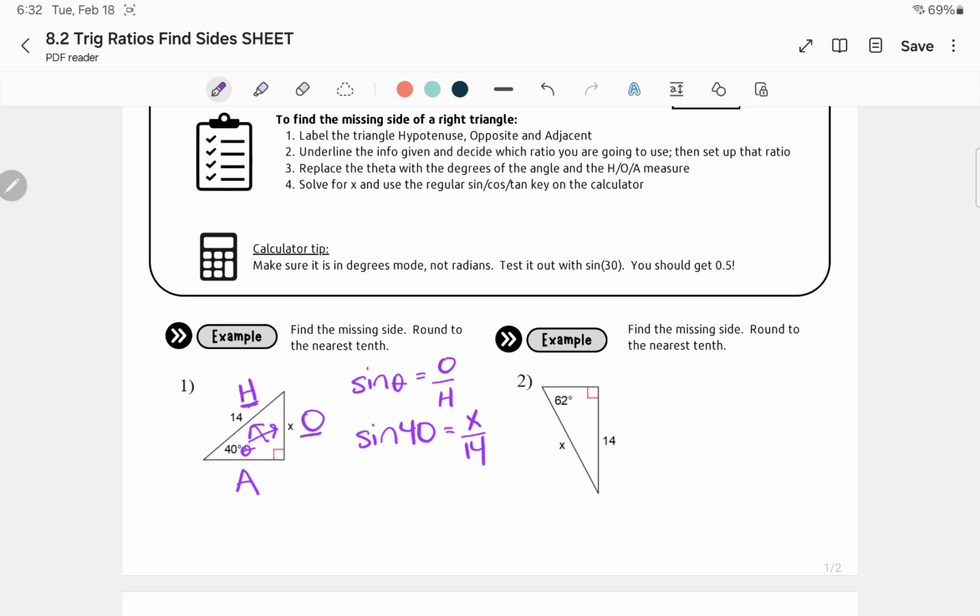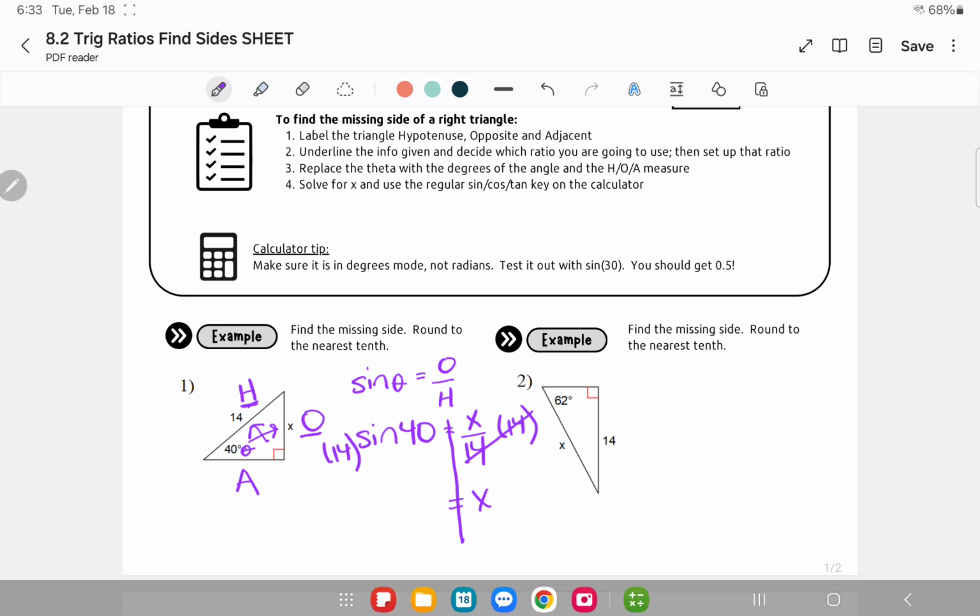Now that I've filled it in, this is now an equation, and we have to solve for X. So sine of 40, we're going to put that into the calculator, equals X divided by 14. If I need X by itself, what's the opposite of dividing by 14? That would be multiplying by 14. Whatever I do to the right, I'm also going to do to the left here. So those cross out, and I'm left with X, so perfect. So now this is what I'm going to put in the calculator. 14 times sine of 40.